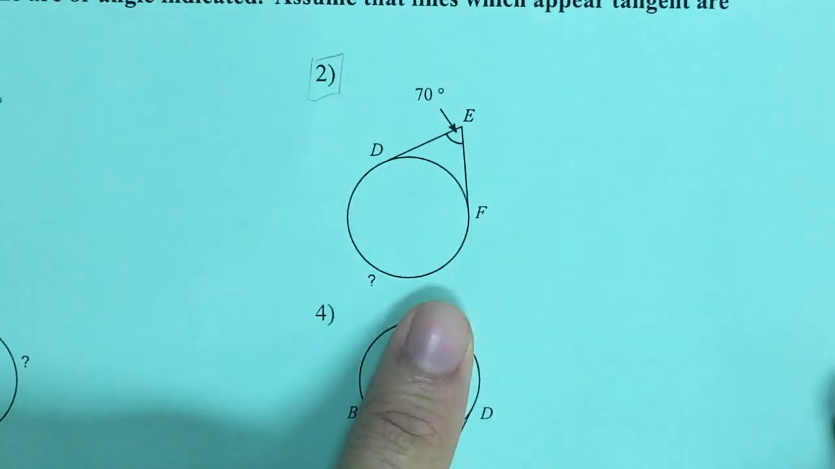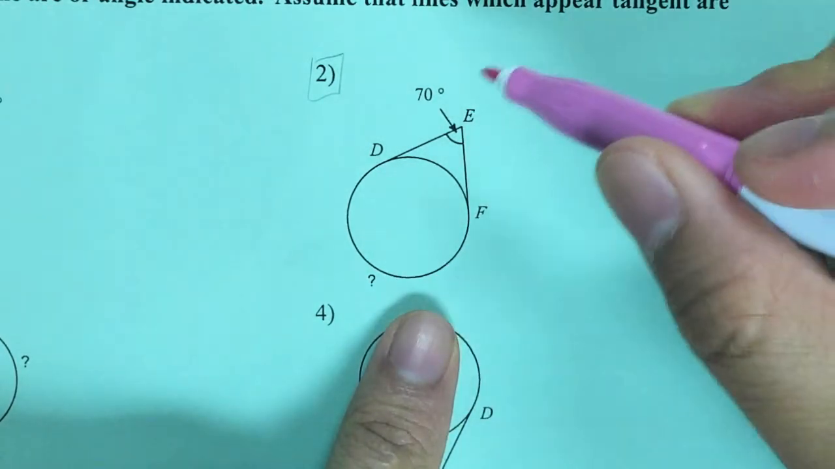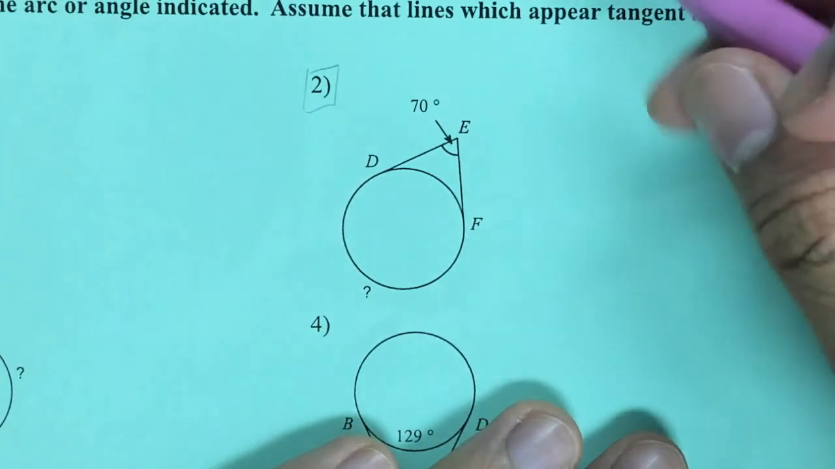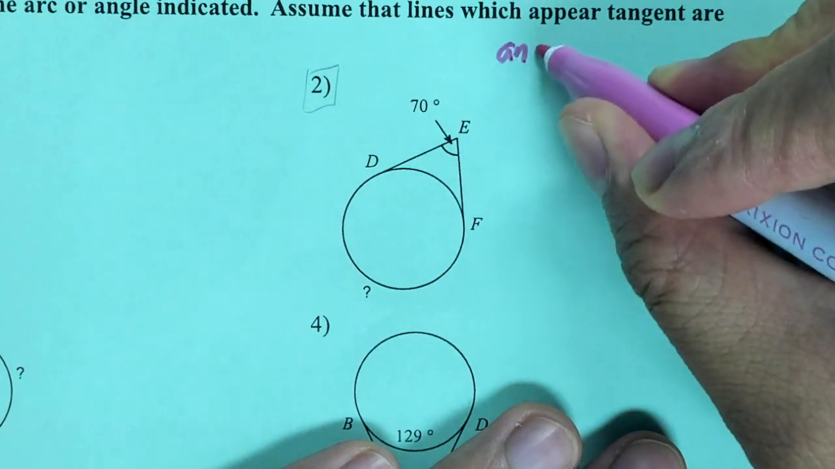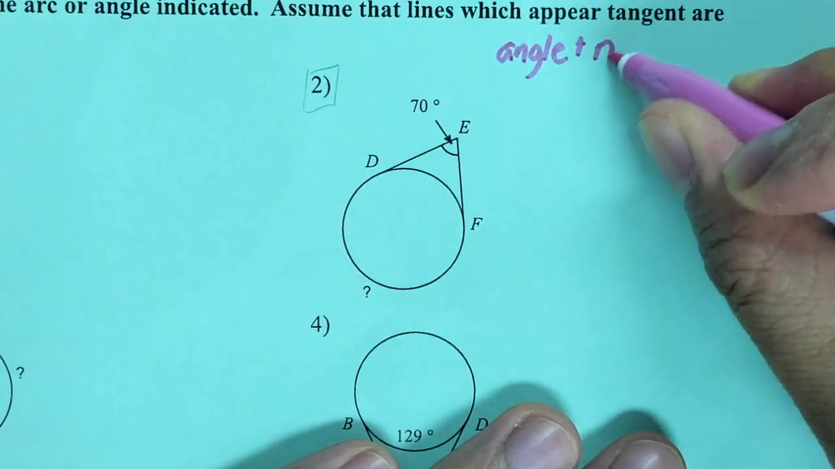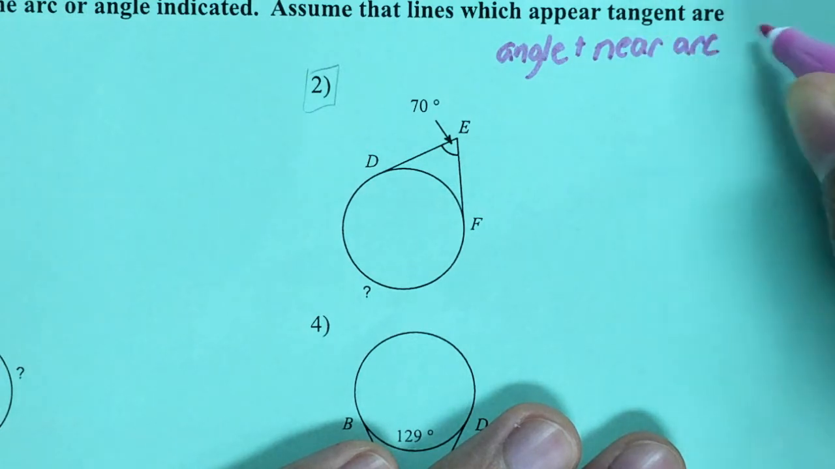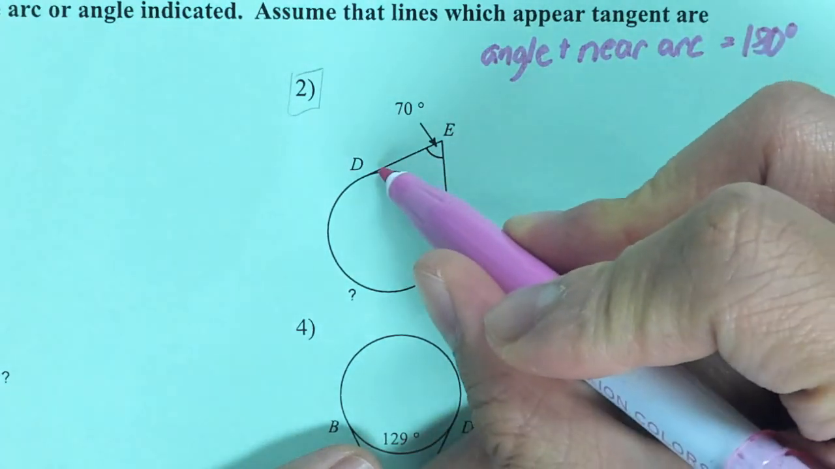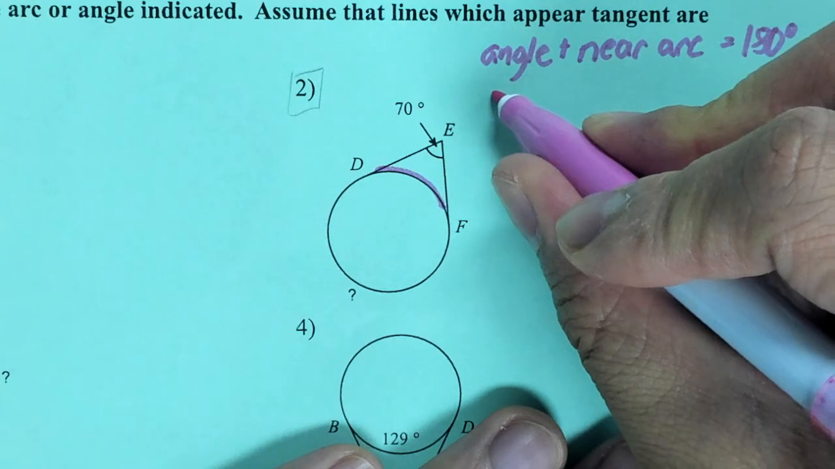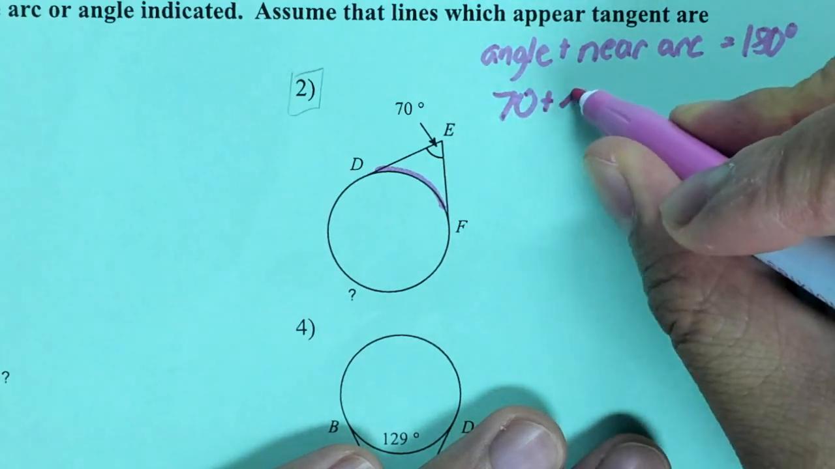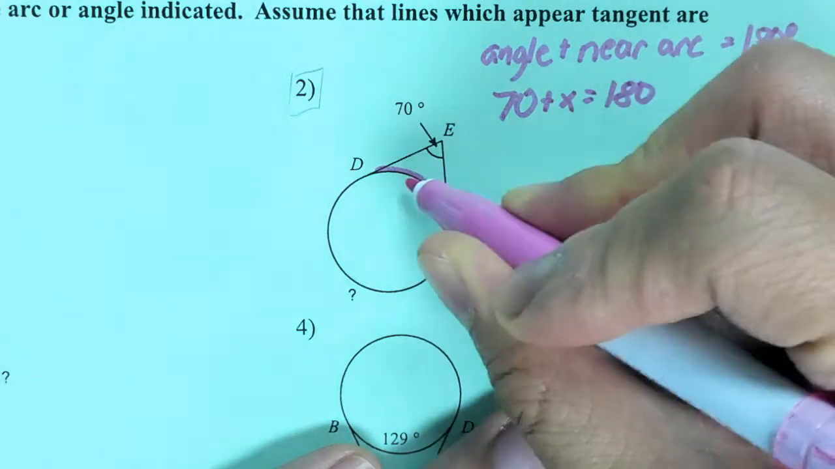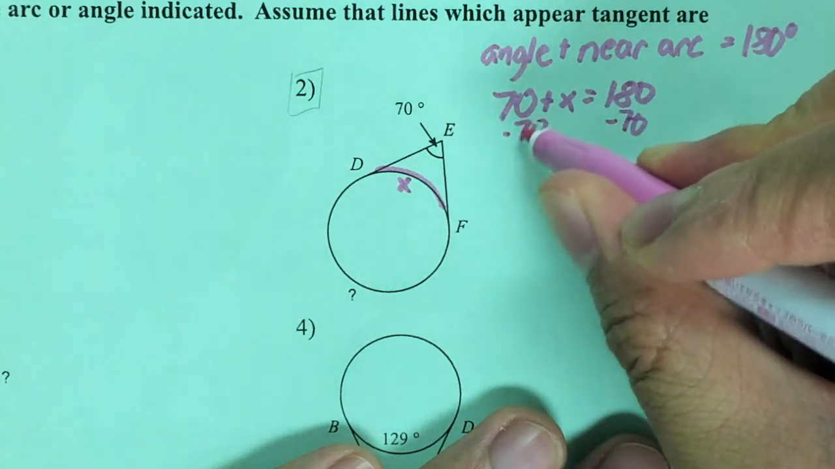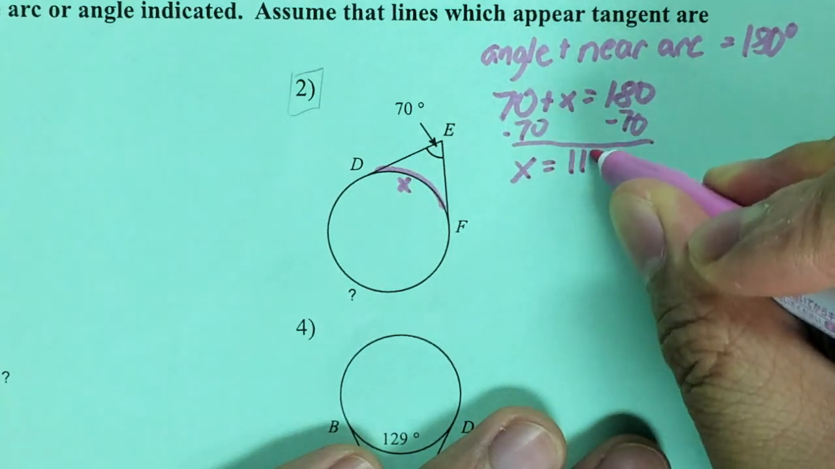Over here, we need to find the far arc. We don't know the near arc, but we know the angle. From our previous notes, we figured out that angle plus near arc equals 180 degrees. So over here, we're trying to find near arc. 70 plus x equals 180. So this x. Subtract 70 both sides. X equals 110 degrees.